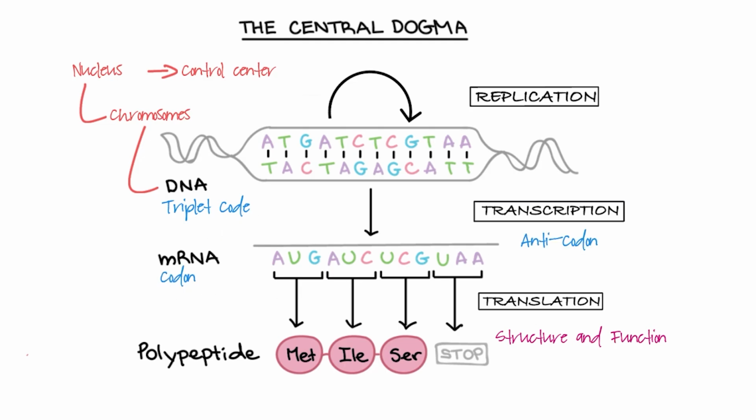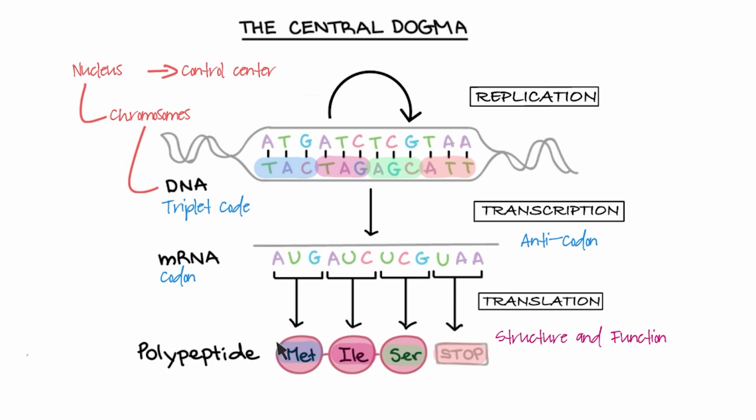So starting with the triplet code, this is a group of 3 very specific nucleotides in a particular sequence on the DNA that are going to code for a particular amino acid. So one triplet code on the DNA encodes one amino acid that will end up in the polypeptide chain.